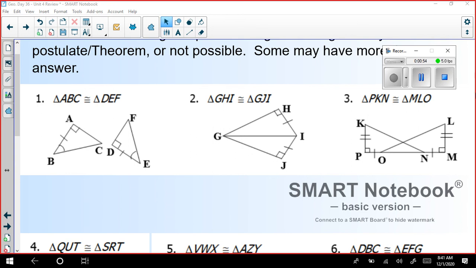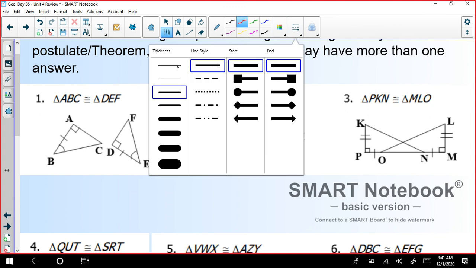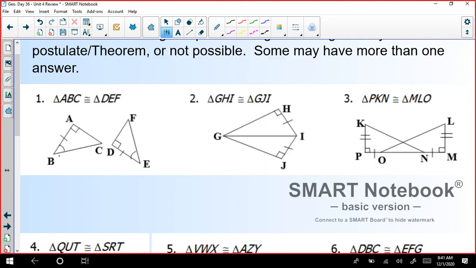Okay, as the majority of you answered, the first one is going to be, let's label this to make it simpler. You have an angle and then side and then angle. You have angle, side, angle. So you have the ASA congruency postulate.